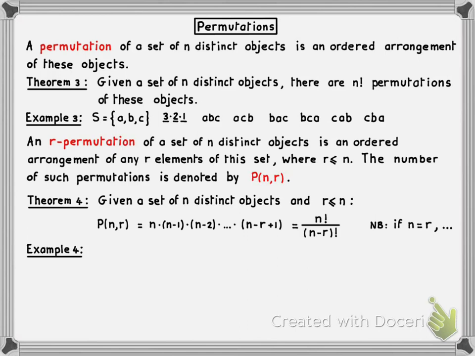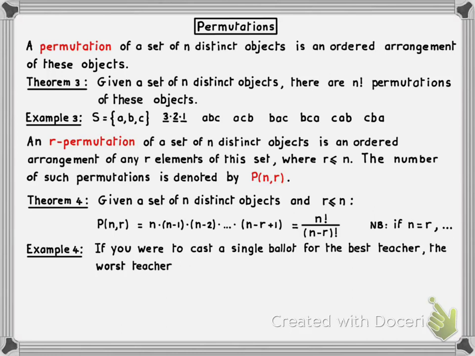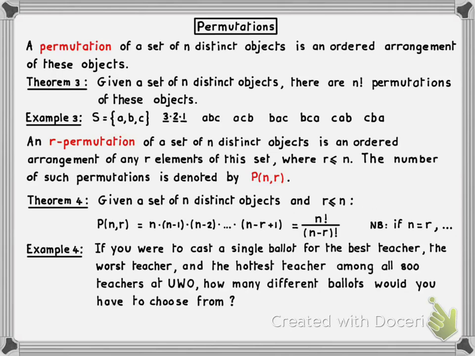Now let's say you were asked to cast a ballot for 3 different people, namely the best teacher at UWO, the worst teacher at UWO, and the hardest teacher at UWO. So you have to pick among all 800 teachers, and you would have to pick 3 different people. Apparently, the hotness of the instructor is a crucial factor in your learning experience. So the question is, how many different ballots would you have to choose from if you had to pick a ballot with 3 names on it, given that you would have to choose the 3 names out of a set of 800 teachers?